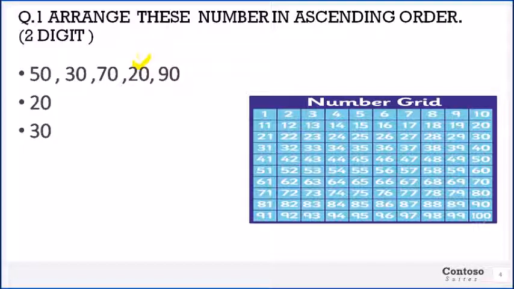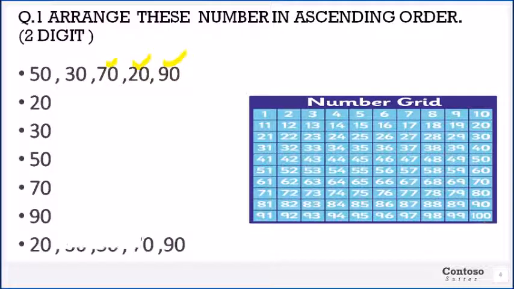Then among the rest of the numbers, that is 50, 70 and 90, try to answer which is the smallest one. Yes, 50 is the smallest. Now the remaining 2 numbers, 70 and 90. Among 70 and 90, 70 is the smaller one and 90 is the larger one. So 70 will come in the 4th position and 90 in the last position. So the ascending order is first 20, then 30, then 50, then 70, then 90.